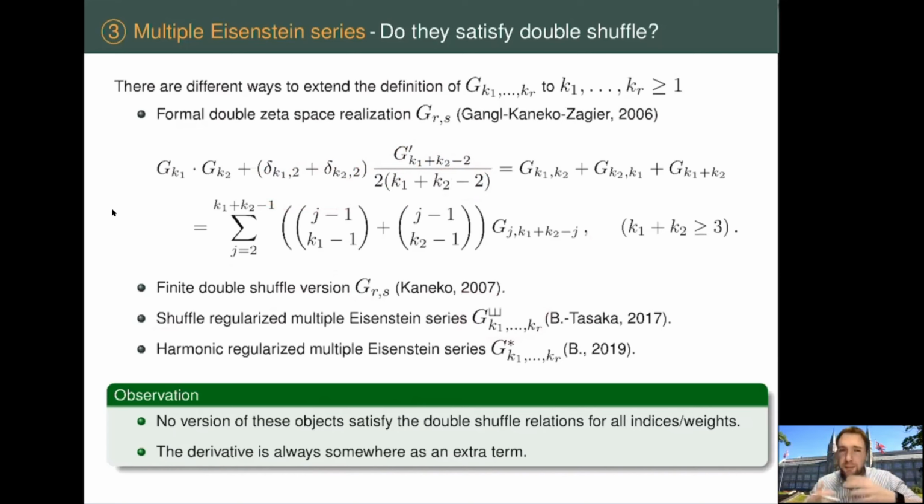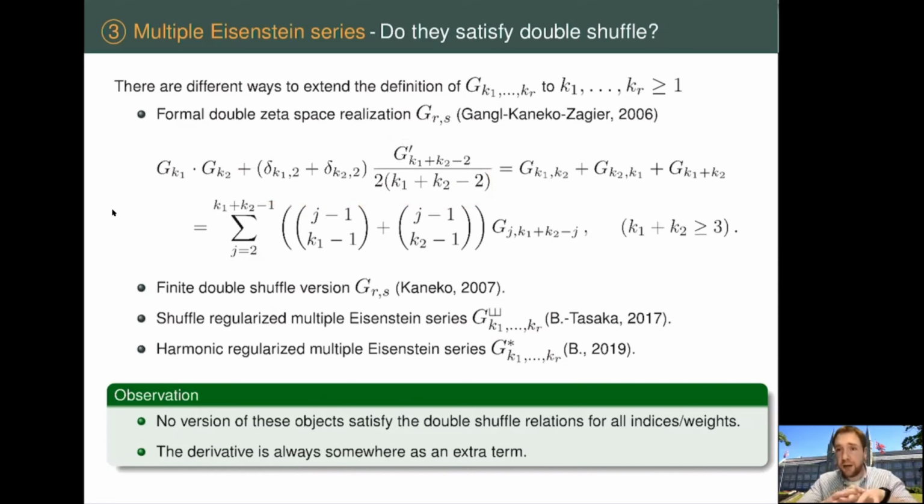And also for some certain cases, they satisfy the harmonic product. And also the other way around, there's a definition of multiple Eisenstein series which always satisfy the harmonic product, but just sometimes the shuffle product. But anyway, none of these versions satisfy the full double shuffle relations, which we also do not expect, because we always have some derivative flying around in the room.